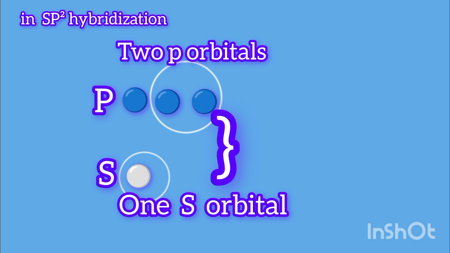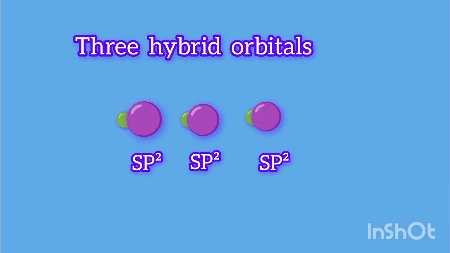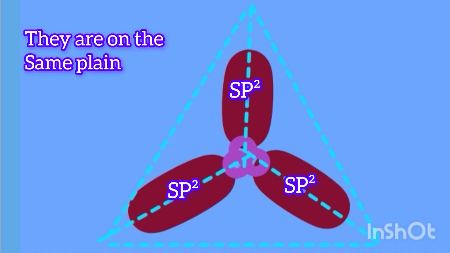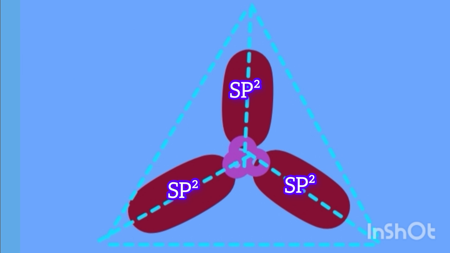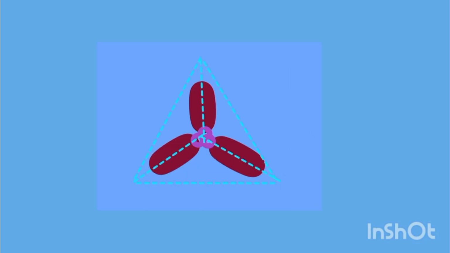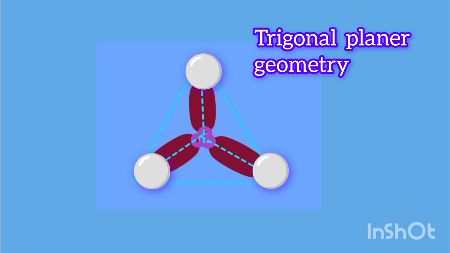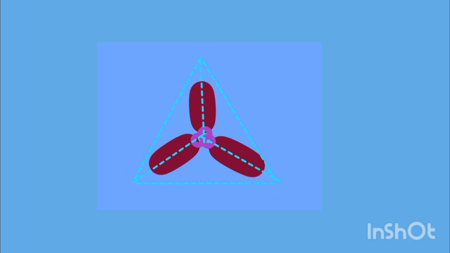In this hybridization, the 2s orbital and 2 p orbitals get combined to form 3 identical sp2 hybrid orbitals. These hybrid orbitals lie on the same plane. Larger lobes extend towards the 3 corners of a triangle. This allows a trigonal planar molecular geometry.